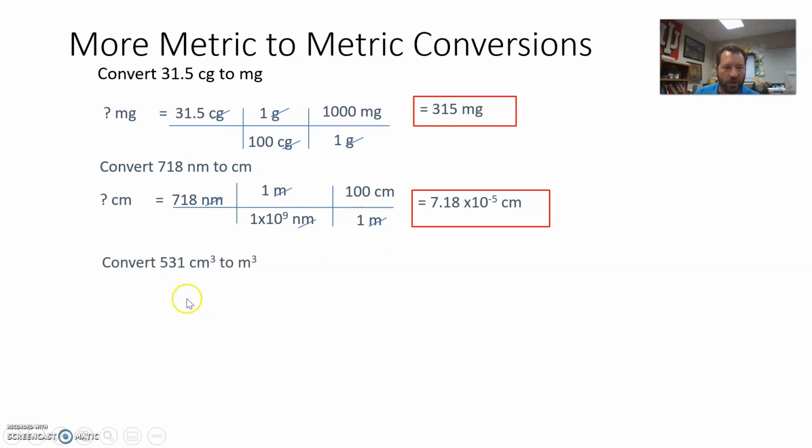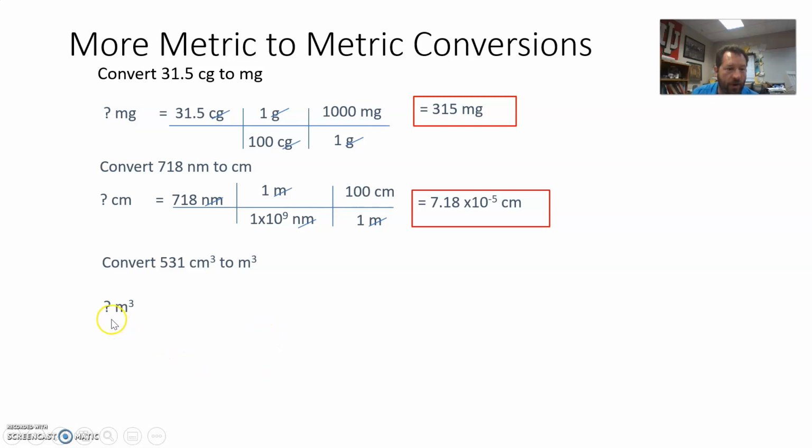Okay, hey, here's a tricky one. It gets a lot of people. Cubic centimeters to meters cubed, cubic meters. A lot of people think it's just a one-step conversion, and it is not. We have to remember that power of the third right there means something just a little bit different.